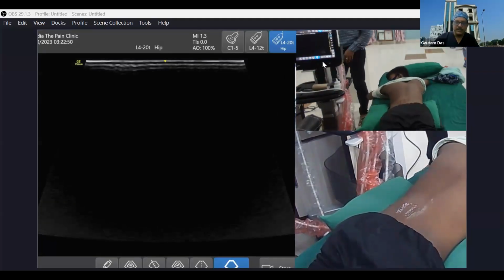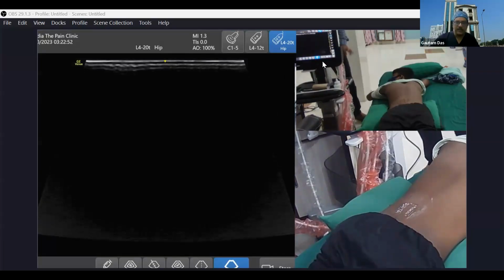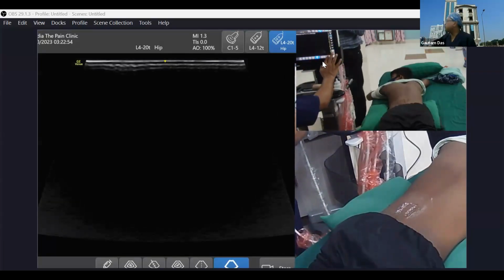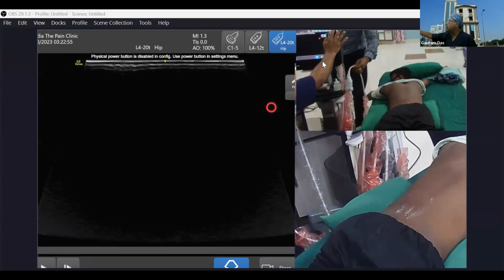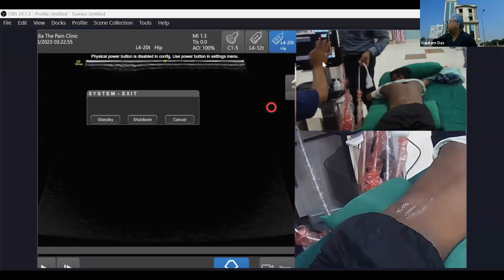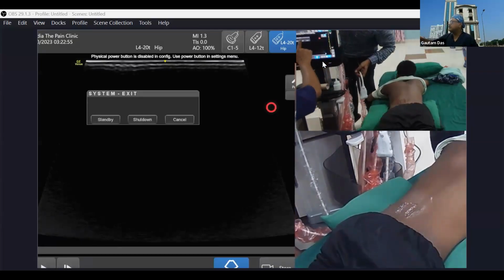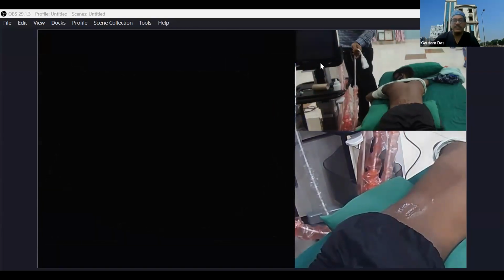Otherwise, you can see the recording again and again. Practice it. Unless you are practicing ultrasound, you will not be able to understand the ultrasound. So you need two things: anatomy. You need to understand anatomy very nicely, and you need to scan it again and again. The more you scan, the better you'll understand the ultrasound. There is no alternative to scanning.